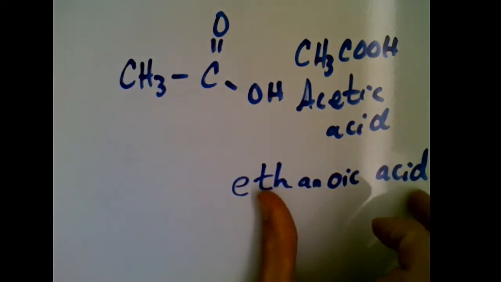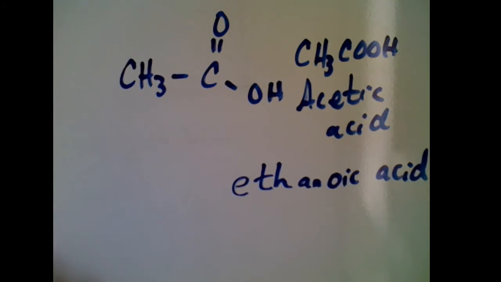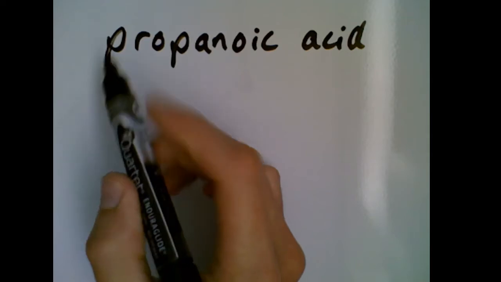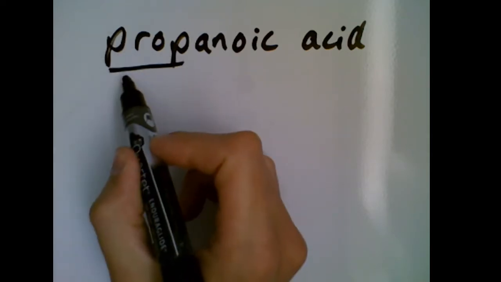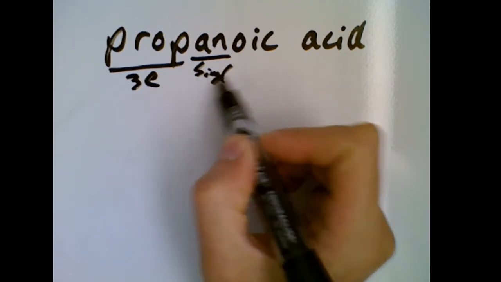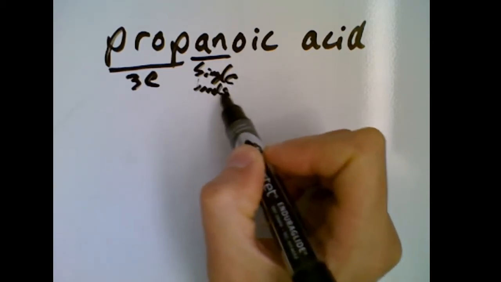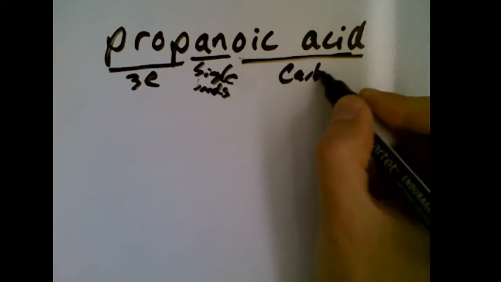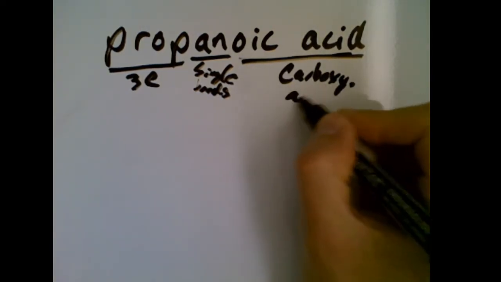And now that we have this down, let's take a look at a few more examples that might be a little bit more challenging. So we're going to start with propanoic acid. If you're reading through this, you should say, okay, prop, 3 carbons, single bonds between carbons, oic acid, that should tell you carboxylic acid.